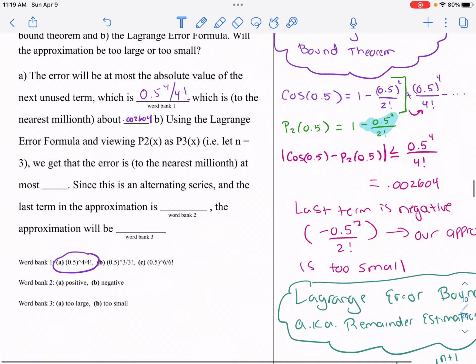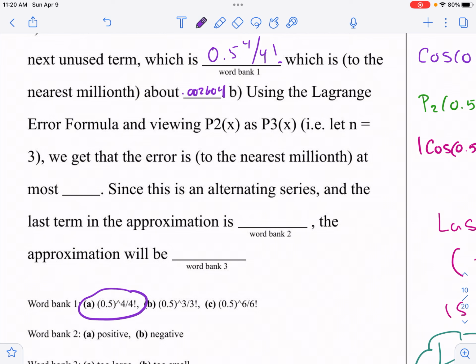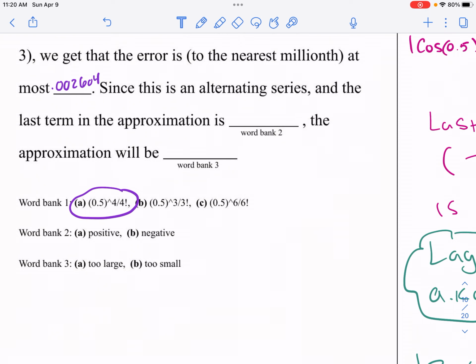Using the Lagrange error formula and viewing the second degree as a third like we did, we get the error that is to the nearest millionth at most. So we got the same thing. Just copying this down. Since this is an alternating series, the last term in the approximation is negative, and the approximation will be, we said, too small.